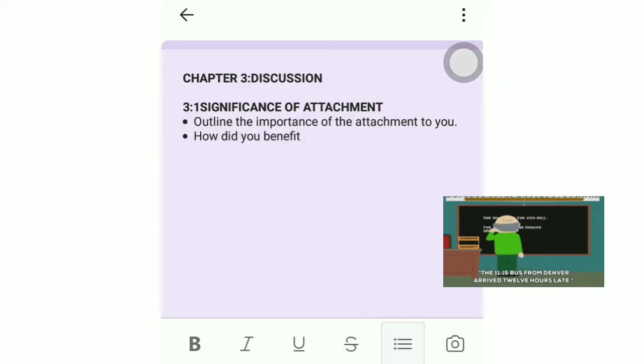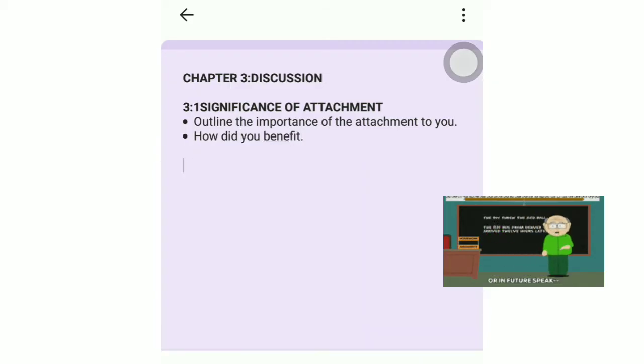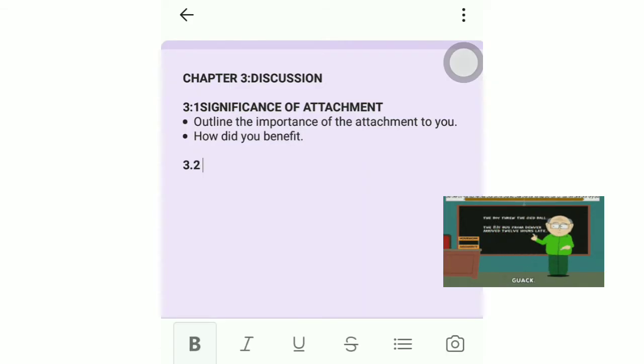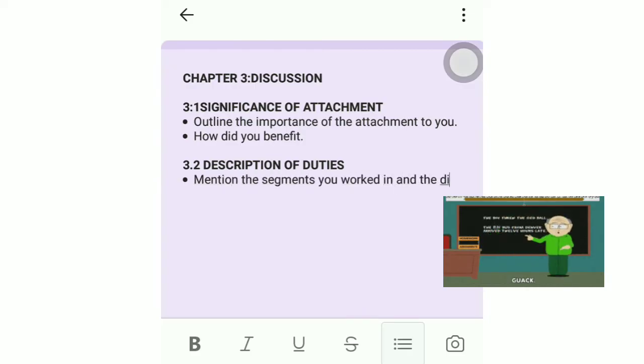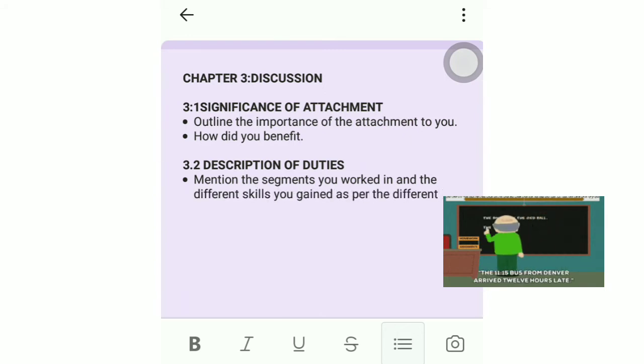The next subchapter is called the description of duties, whereby you are supposed to highlight the different segments you went through in your attachment and the skills that you gained per segment. So for example, if you had a software, hardware, and networking department, you need to highlight each of those segments and talk about the skills you gained in each segment.